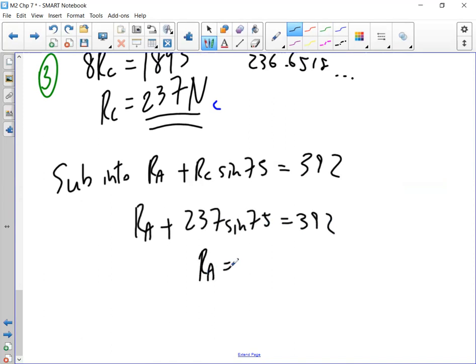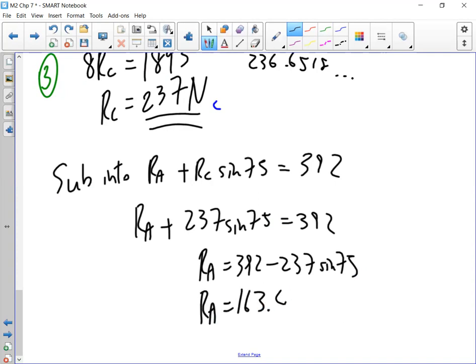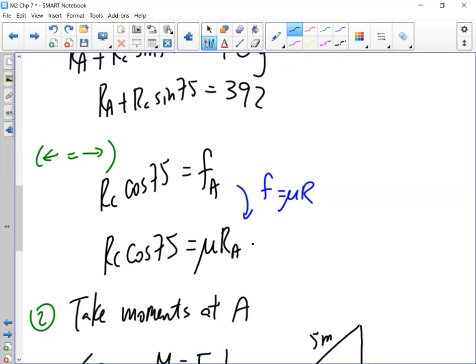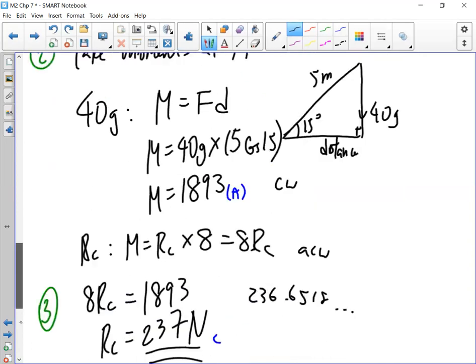So RA equals 392 minus 237 sine 75. The 237 wasn't 237, it was a calculator value, the full value in the calculator. So I do 392 minus, I stored it in C, so minus C times sine 75, close the bracket. I got RA equals 163.411, etc. I'm going to store this in D.